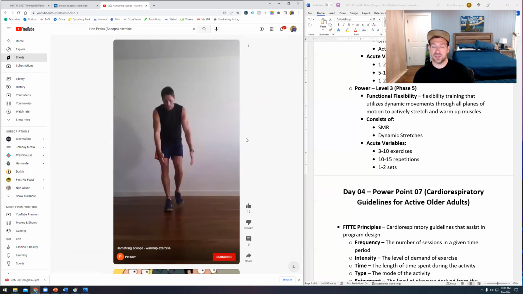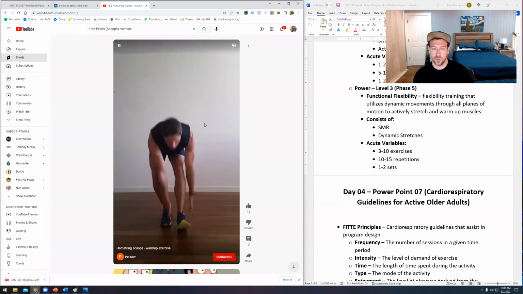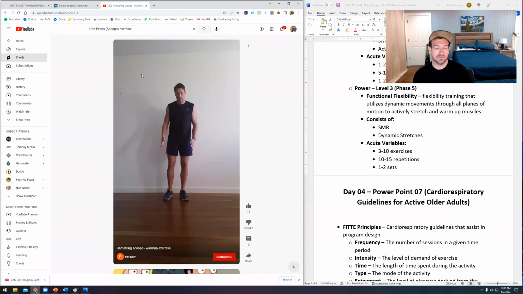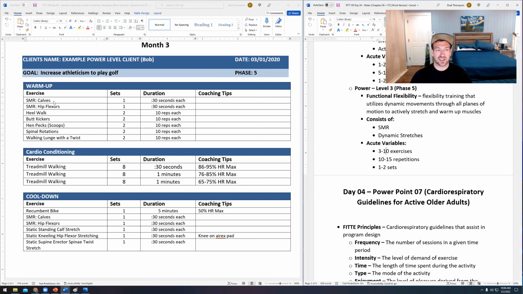There we go. So he takes a step and he scoops, right? Stretching out the hamstrings. Little scoop action. So again, we're working on all the same tight muscles, little spinal rotation, little lunge with a twist for more spinal rotation, right? So he's working on the same muscles that have been tight this entire time, but he's doing dynamic stretches now. So we're gonna pick somewhere between 3 and 10 exercises.